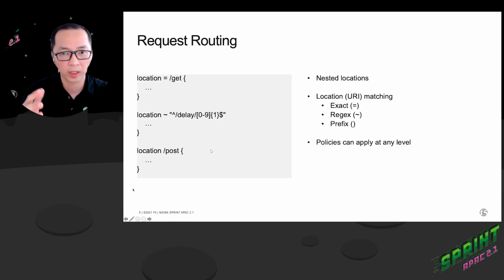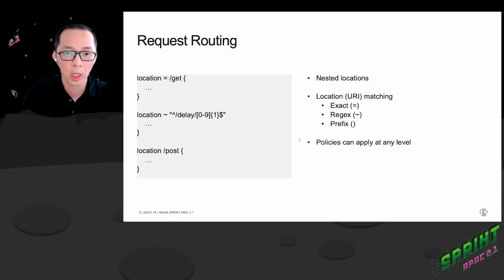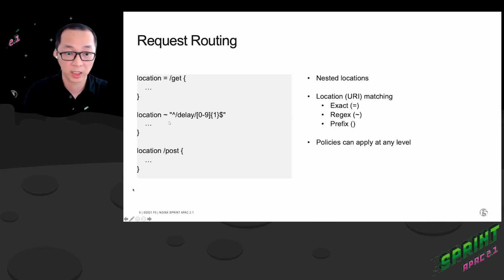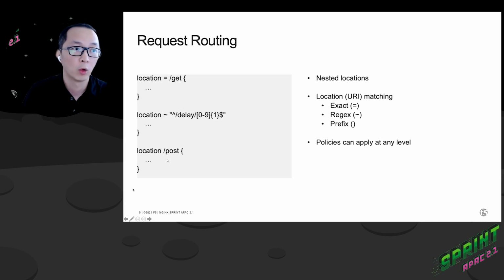With these different types of nested locations, we are able to apply different policies at different levels. For example, we can choose to define authentication in /get, apply rate limiting in /delay, or define fine-grained control in /post, which we're going to take a look at later.